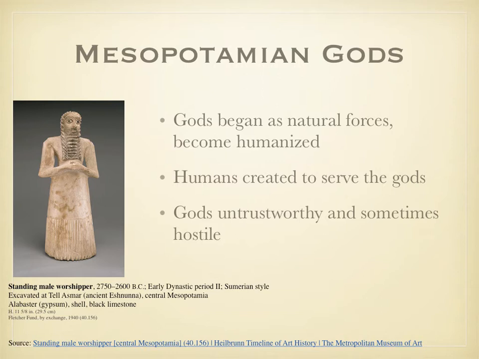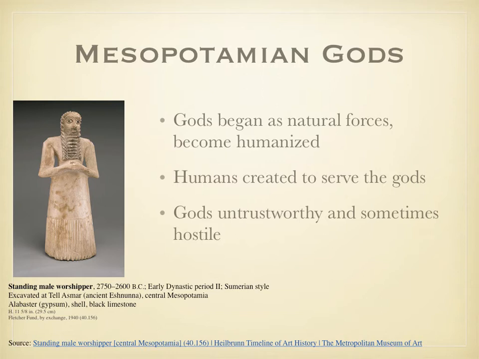At the same time, they're immensely powerful, and the Mesopotamians believe that you can never really predict or control them. And so just as a storm could wipe out your crop, that could be the actions of the gods.